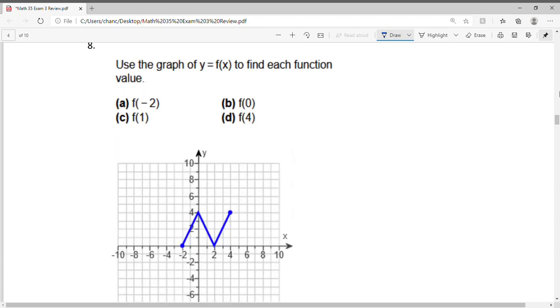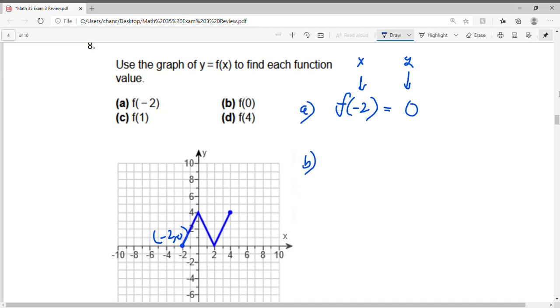Question 8, use the graph of y equals f of x to find each function. Part A, let's find f of negative 2. This means the input or the x coordinate is equal to negative 2, and I want you to find the output or the y coordinate. If you look on the graph, we have the point (negative 2, 0). The x is negative 2, the y is 0. So f of negative 2 is equal to 0.